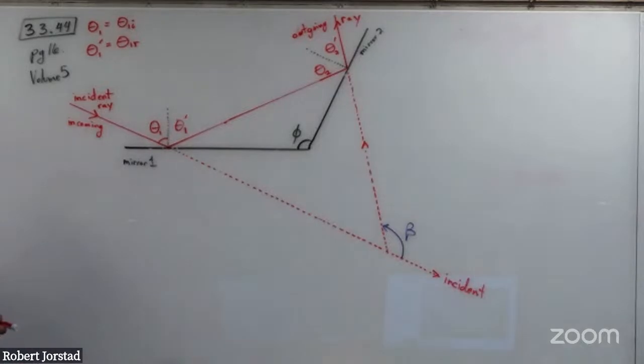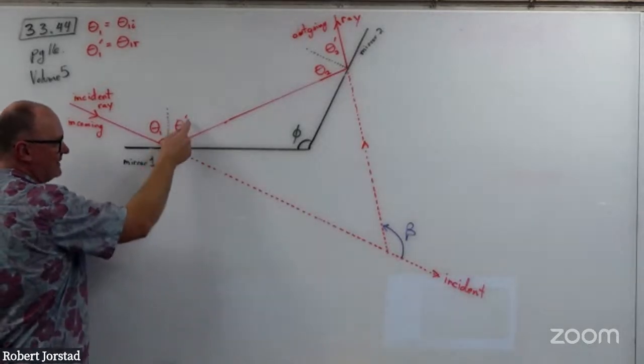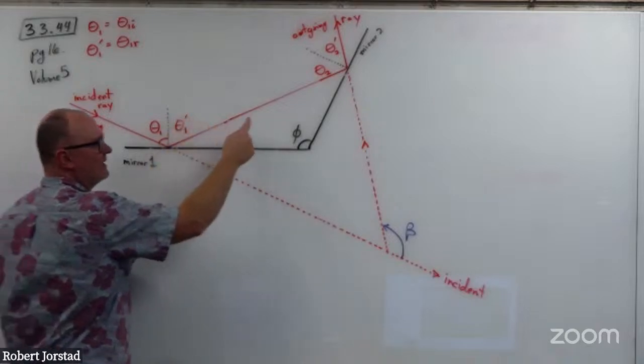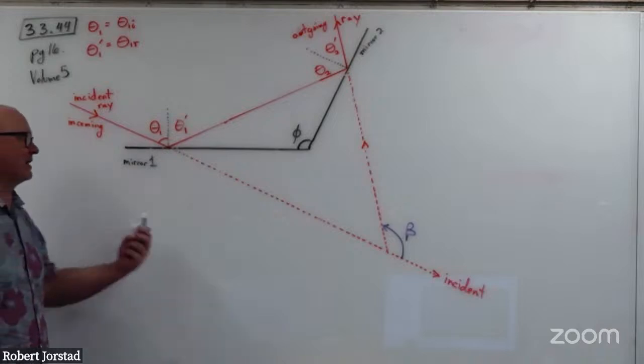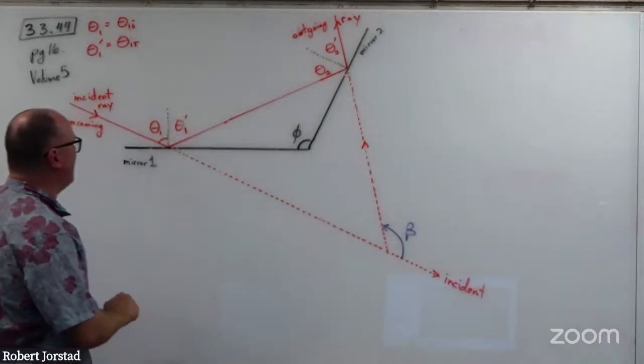This is kind of a handy notation to use, where the reflected ray is always a prime and the incident isn't, and so you'll see this in some textbooks instead of using subscripts I and R. They're both good styles. All right.